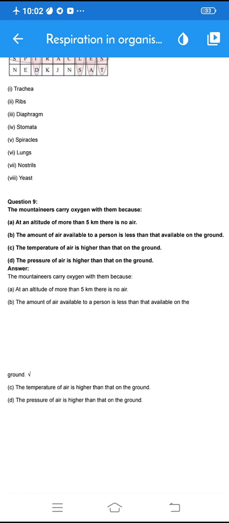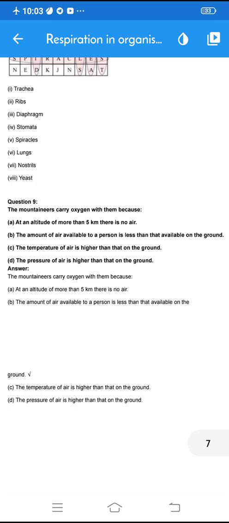Yes, question number 9. The mountaineers carry oxygen with them because, see, the person who climbs the mountains is called a mountaineer. The mountaineers carry oxygen with them because, see, the options are given like that. At an altitude of more than 5 km, there is no air. Second option, the amount of air available to a person is less than that available on the ground. Third one, the temperature of air is higher than that of the ground. And fourth one, the pressure of air is higher than that on the ground.